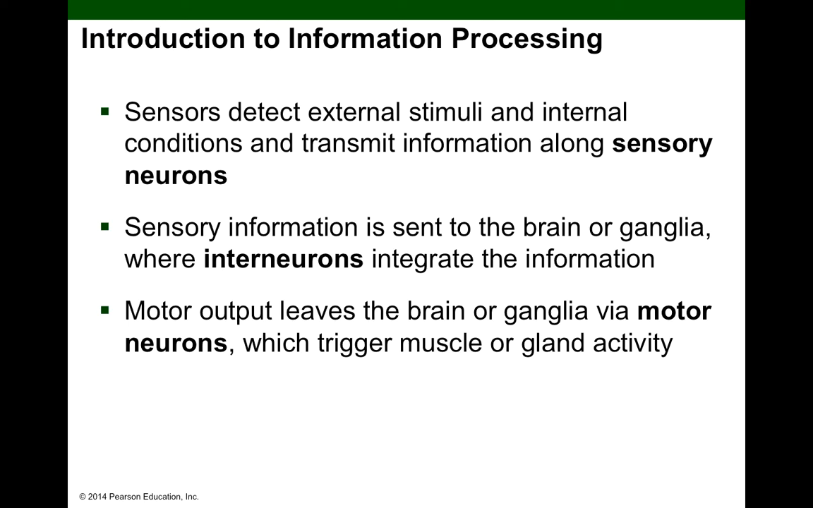The processing of information happens in three stages: sensory input, integration, and motor output. Each stage of processing is taken care of by groups of neurons. Sensory input is taken care of by sensory neurons. Their job is to detect stimuli, whether external, like light, touch, or smell, or internal, such as blood pressure or muscle tension. Next, the information received needs to be sent to the brain, where it can be processed by interneurons. And then the response is sent out through the motor neurons, which will trigger muscle or gland activity.